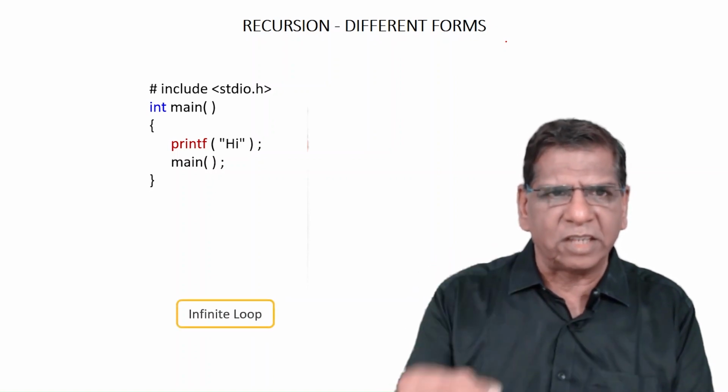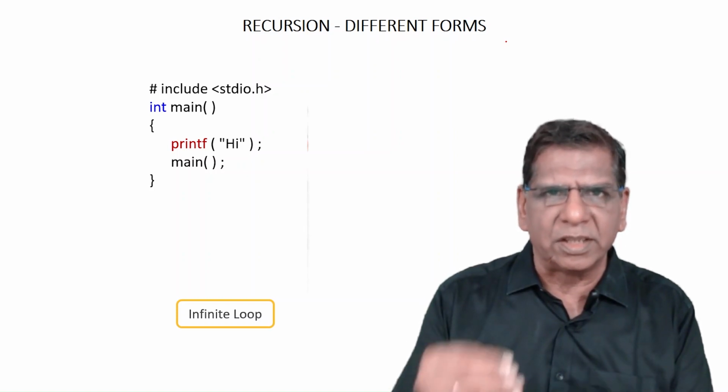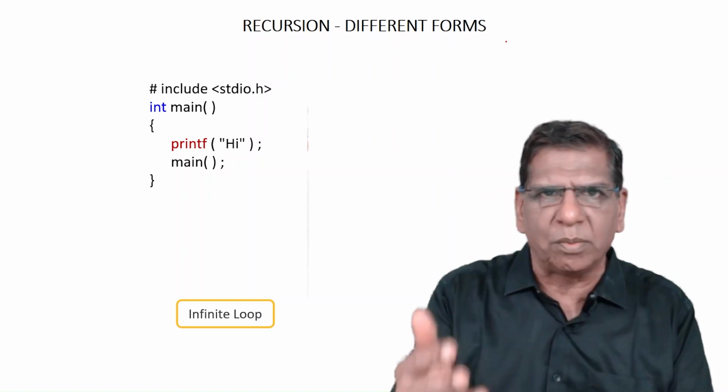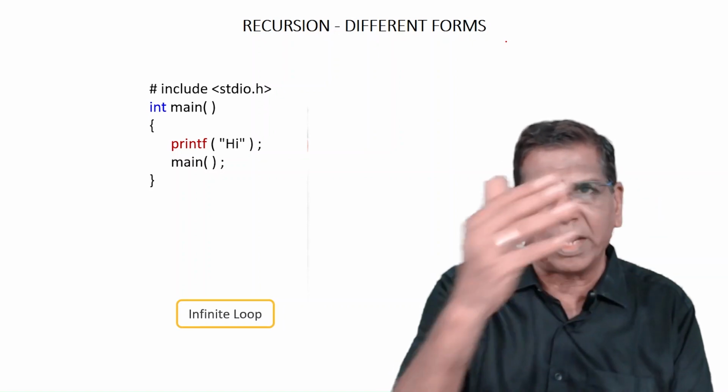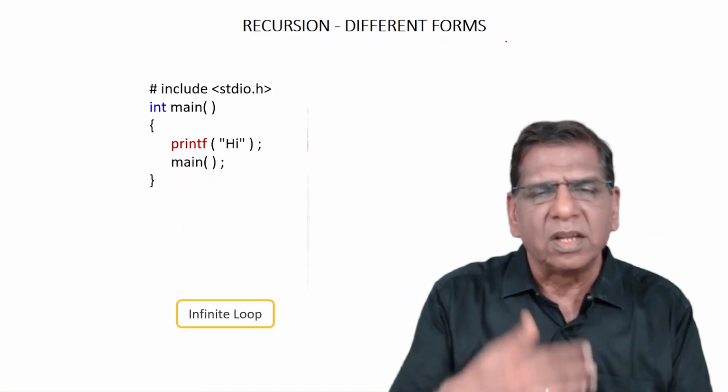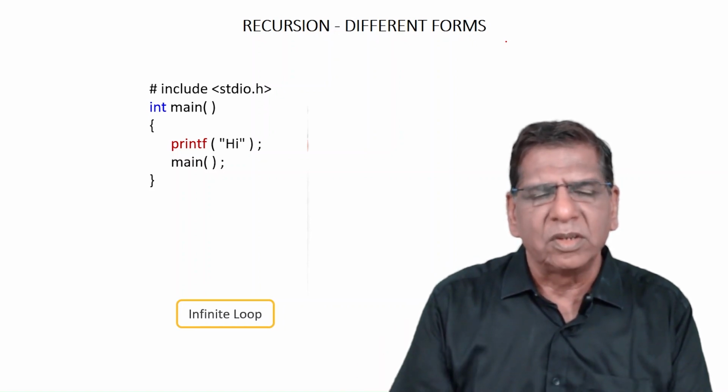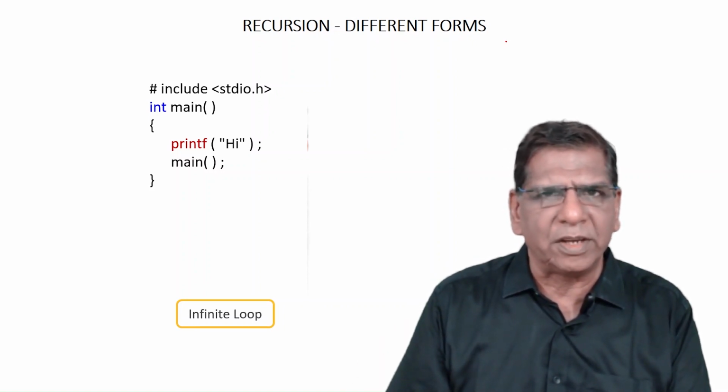Because execution starts with main, printf hi goes to work, then call to main brings the control back to main. Again hi gets printed, again call to main brings us back to main. This goes on indefinite number of times. So in that sense, we have fallen in an infinite loop.